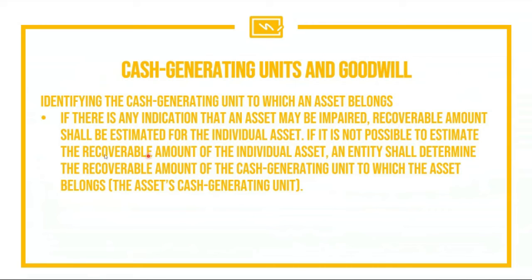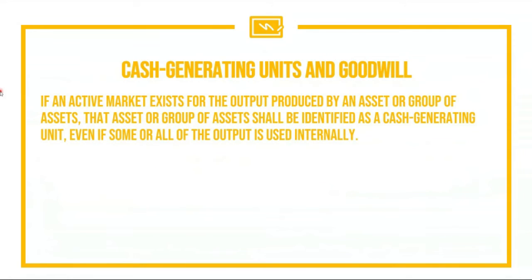the recoverable amount can be estimated based on the individual asset. But if it is not possible, then we need to get the recoverable amount of the entire cash generating unit where the asset belongs. If an active market exists for the output produced by an asset or group of assets, that asset or group of assets shall be identified as a cash generating unit, even if some or all of the output is used internally. So in this case, we can actually determine already the recoverable amount of the asset.